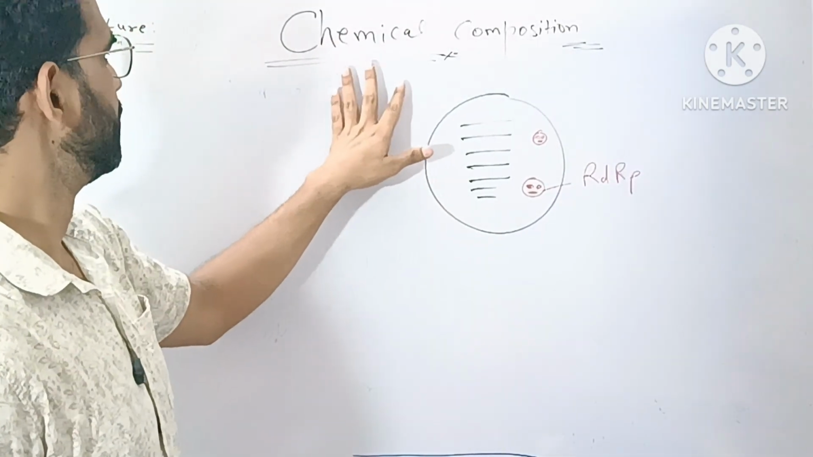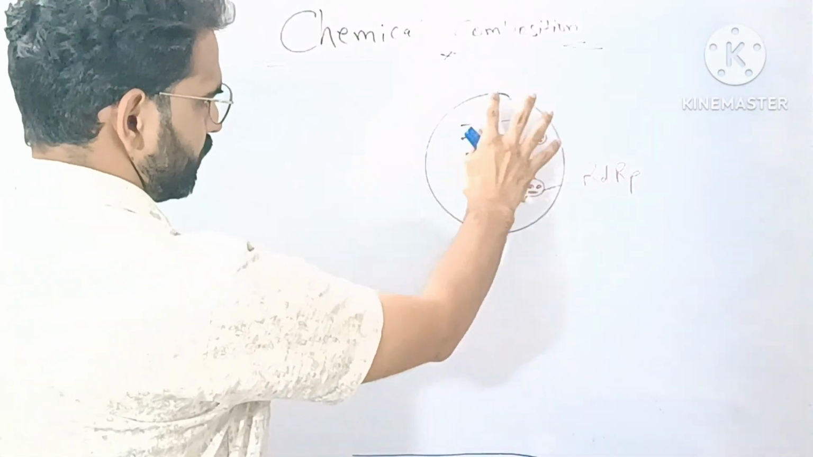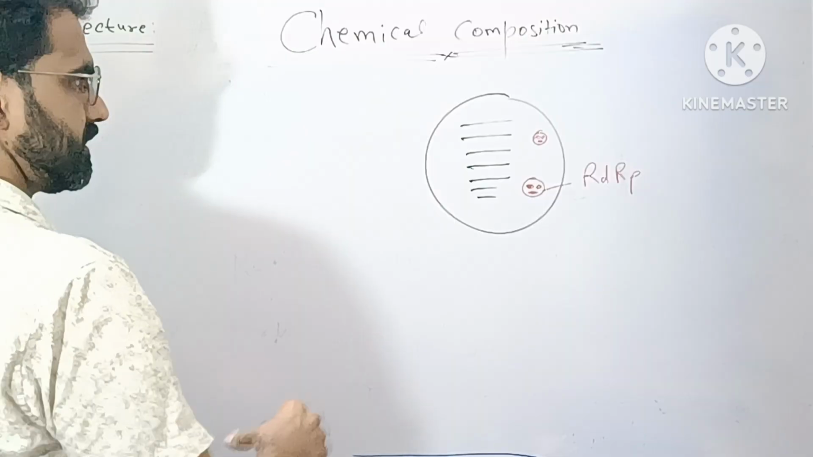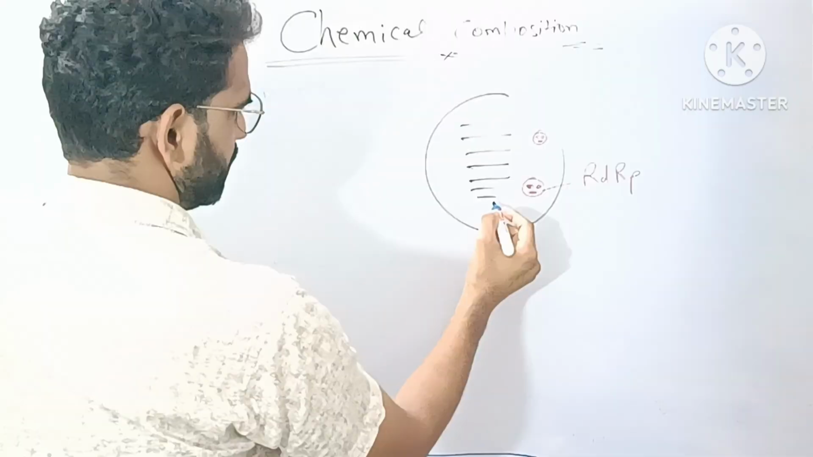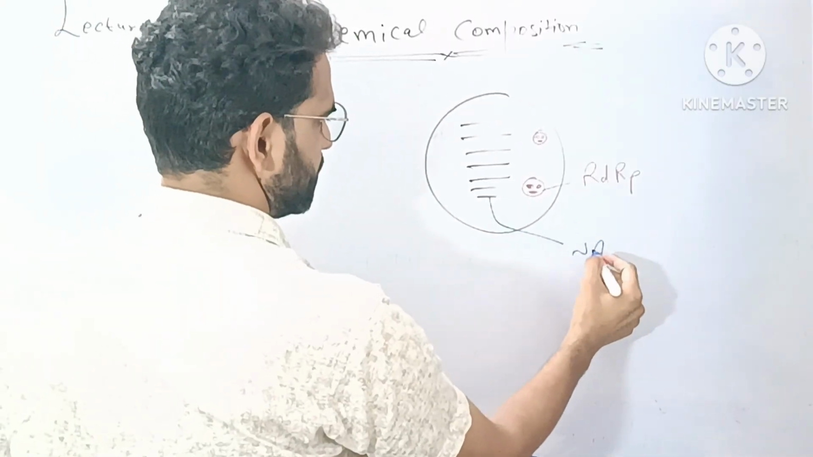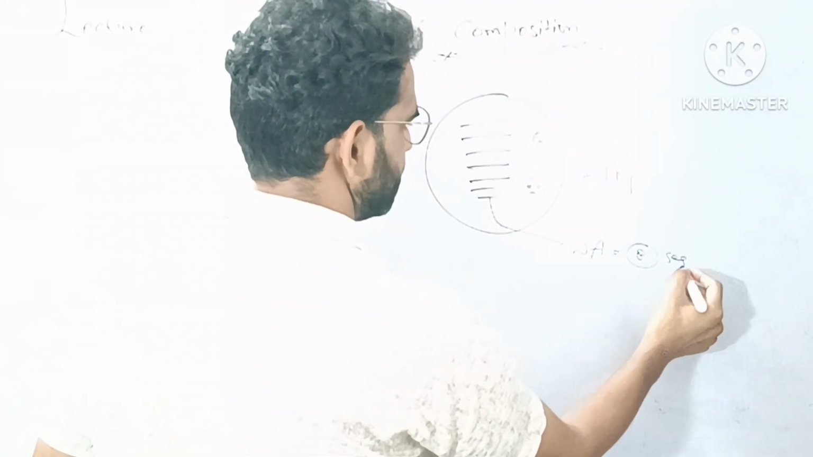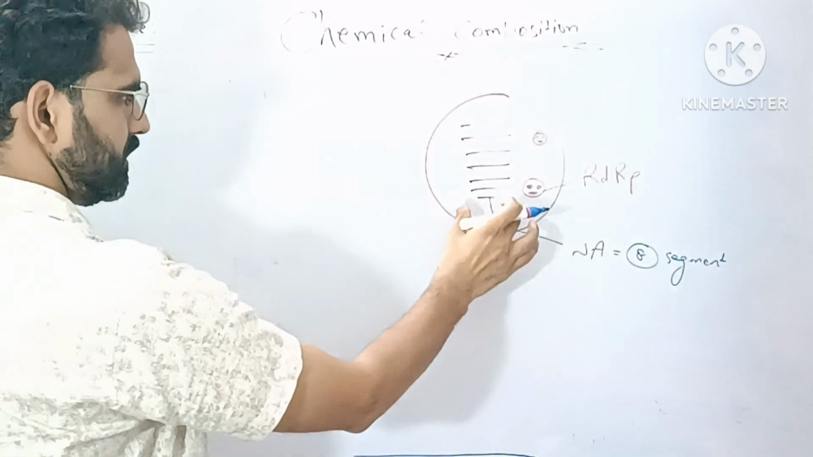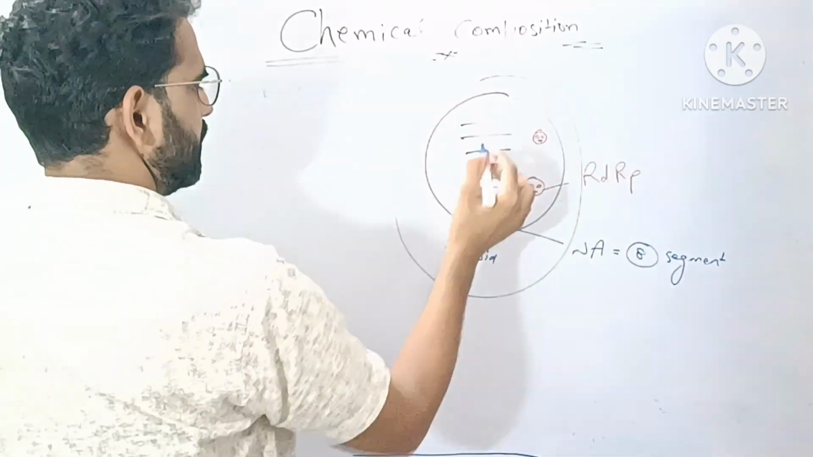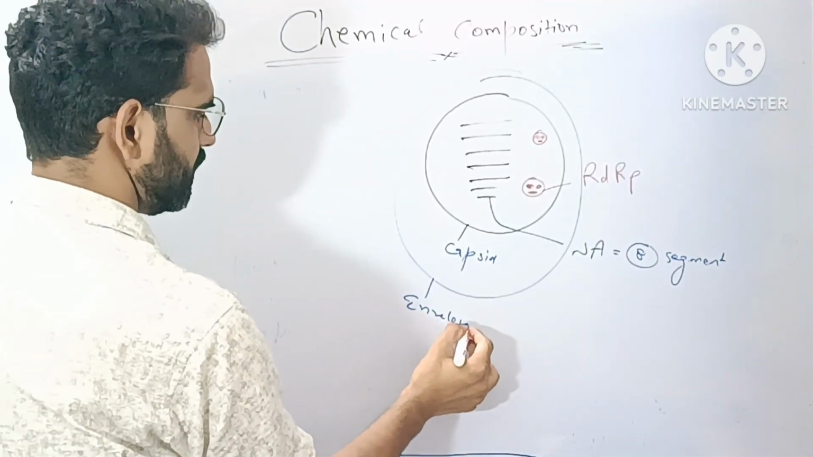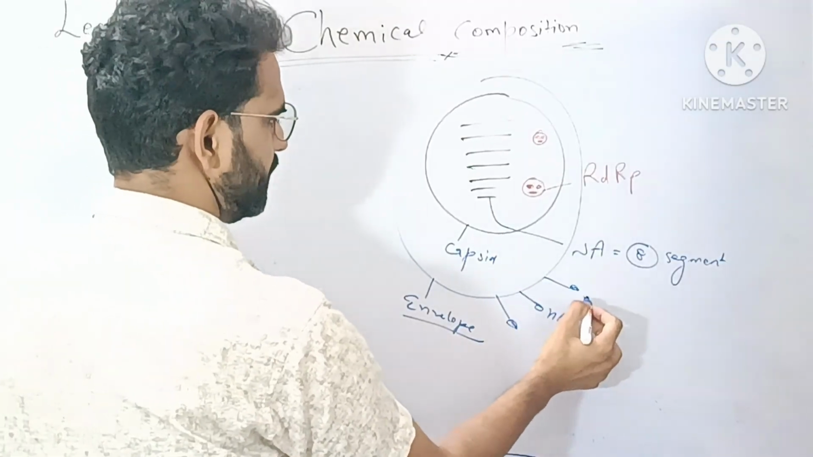So in this lecture, we are going to study the chemical composition of a virus. As we know the structure of a virus, previously we discussed the structure from the nucleic acid to the capsid, then the envelope. Suppose this is the nucleic acid having a few segments, for example, 8 segments in influenza viruses. Then this one is the capsid. Then this is the envelope, and this envelope has some spikes, for example HA, NA.